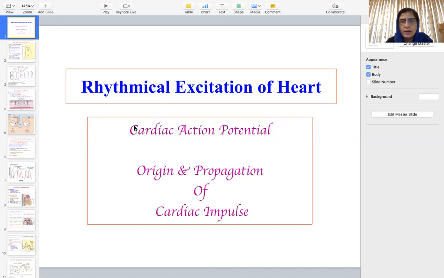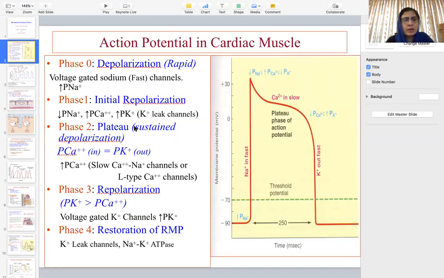Once the impulse is generated from the SA node and reaches the cardiac muscle, what is the pattern of action potential in the cardiac muscle? This is the pattern of action potential in the cardiac muscle. You may find the difference between the action potential in the skeletal muscle and the nerve fibers from that in the cardiac muscle.